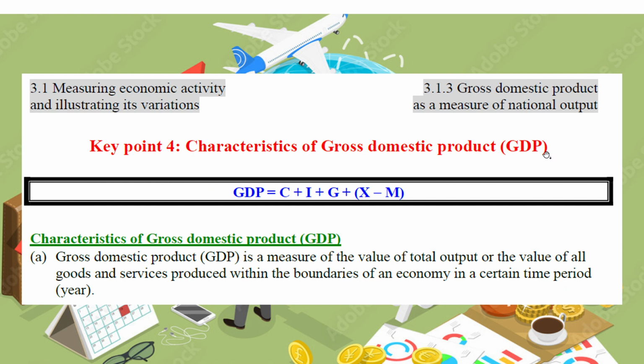Characteristics of GDP. GDP is C plus I plus G plus X minus M. Gross domestic product is a measure of the value of total output, the value of all goods and services produced within the boundary of an economy in a certain time period. What's the important thing? The boundary of an economy is within a country.